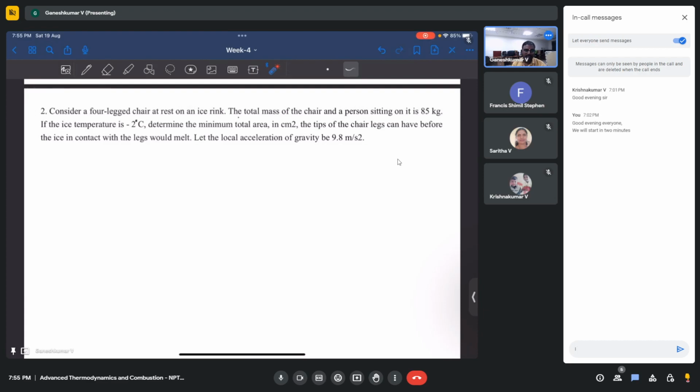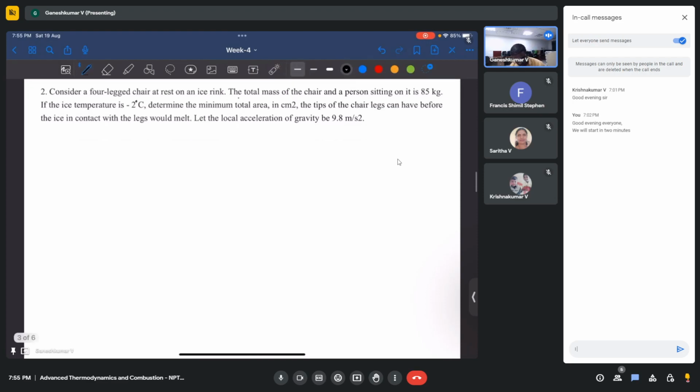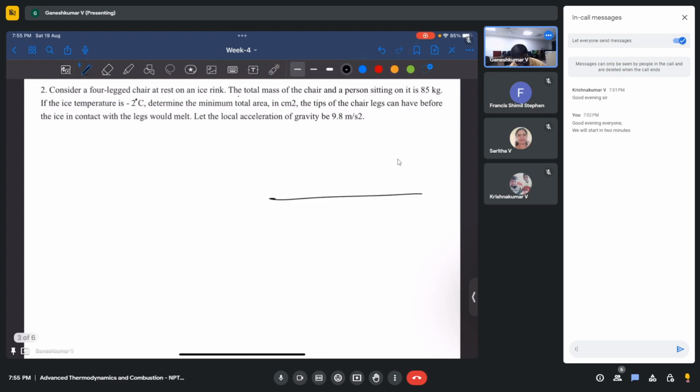If there is a possibility the pressure would be greater than the saturation pressure, there is a possibility that it would start melting. So we do not need that. And that is the reason we need to find the minimum total area, so that we can distribute that pressure, and we can make sure that the pressure is below the certain saturation pressure. So if we start solving it, it will be more clear. Is the question clear for everyone?